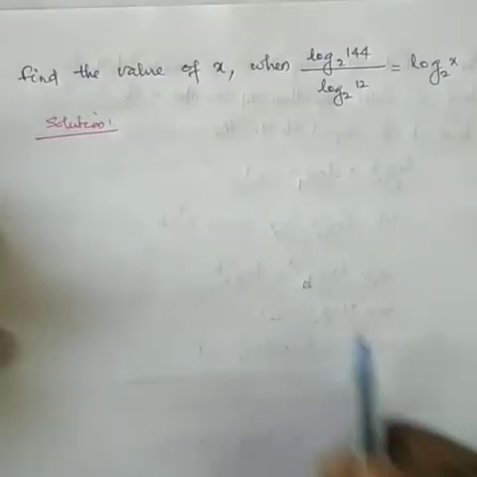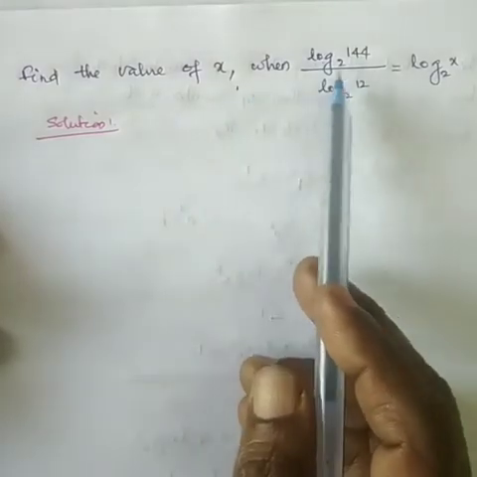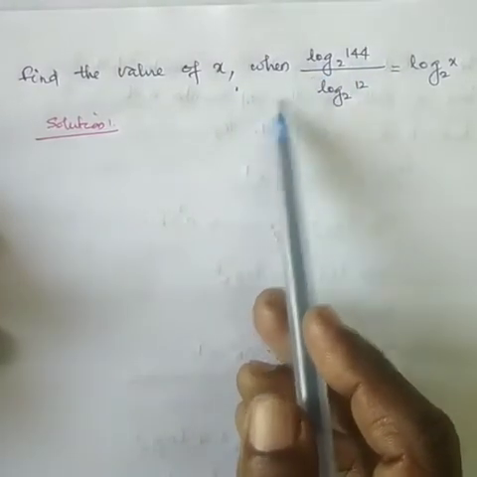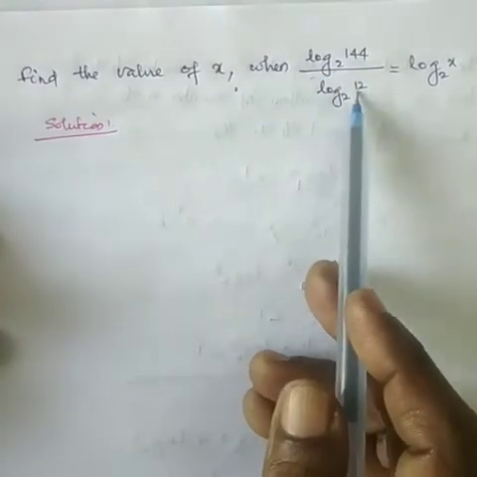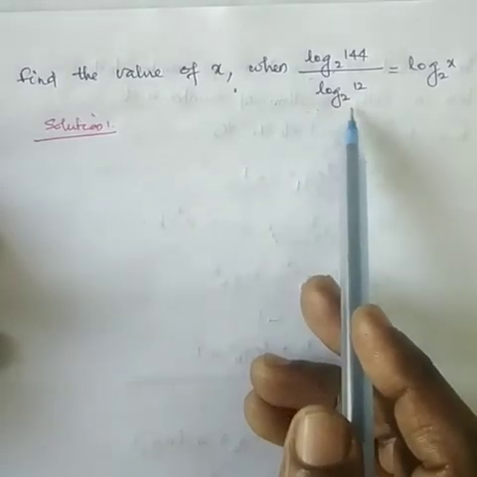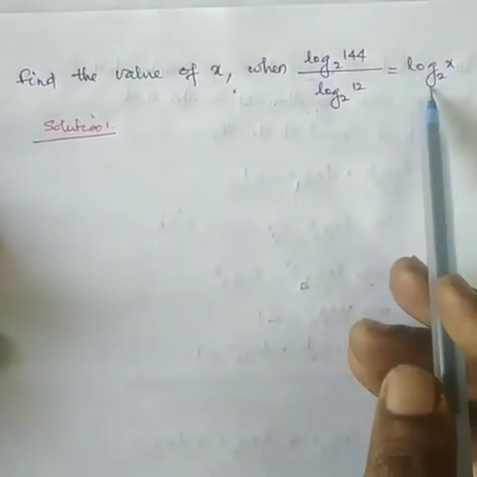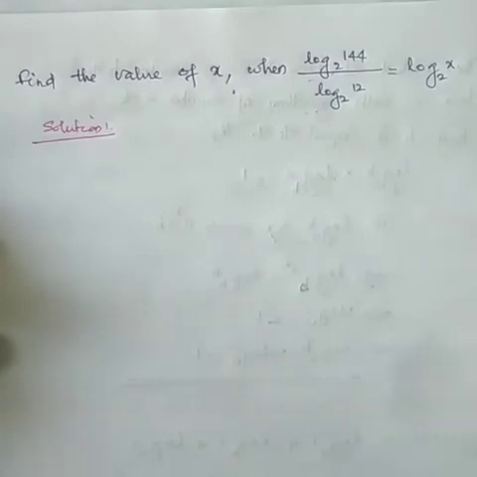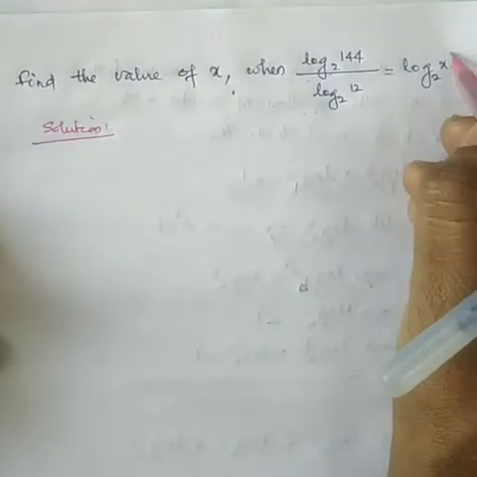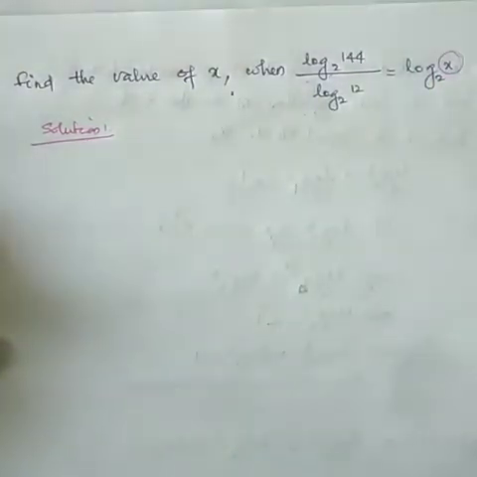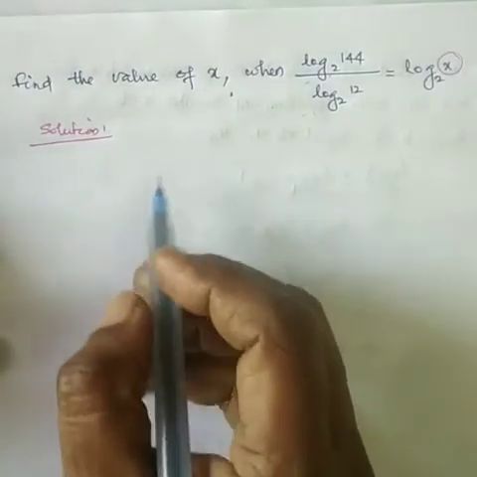Another one, find the value of x when log 144 to the base 2 divided by log 12 to the base 2 equal to log x to the base 2. Here we want to find the value of x. Okay. Now let's see the solution.